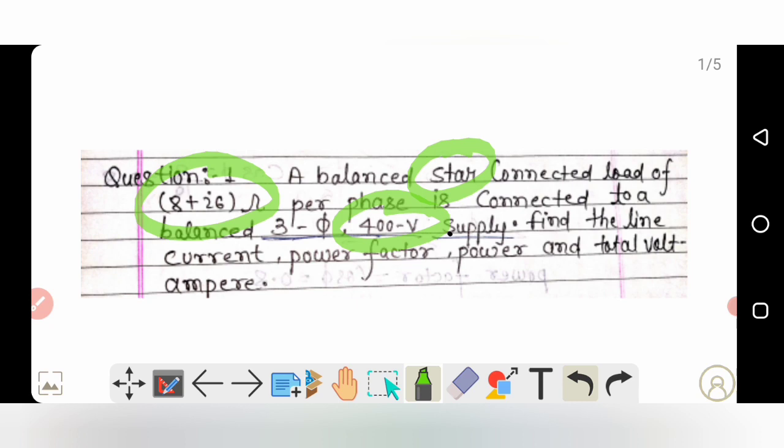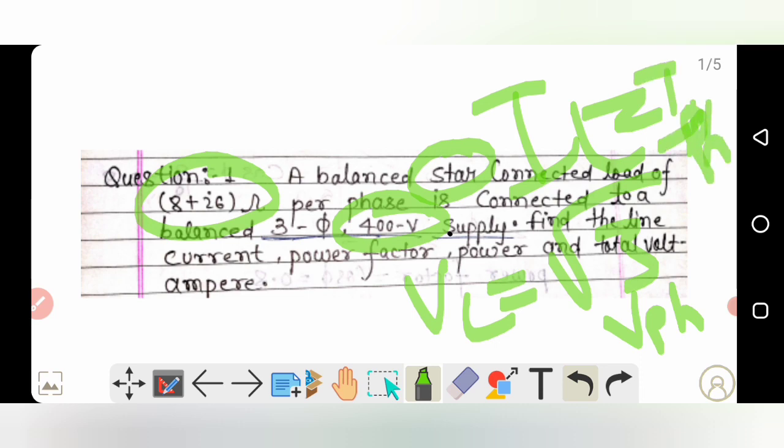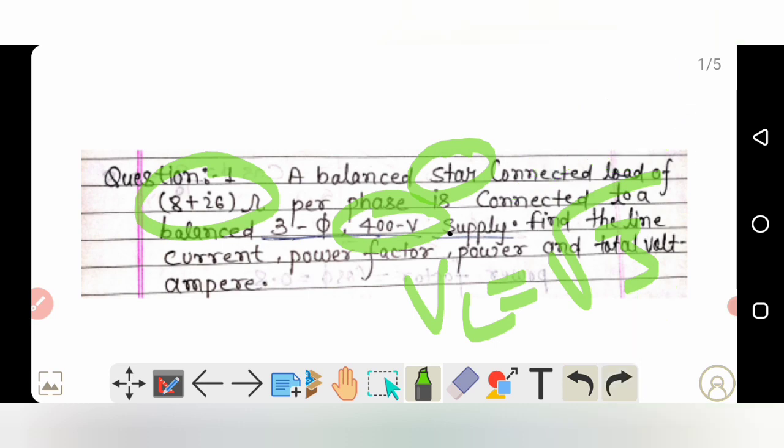As we know, in a star connection, VL, the line voltage, is root 3 times the phase voltage, and the line current is equal to the phase current, my dear friends. Now, what we have to calculate is the line current. We have to calculate the line current.